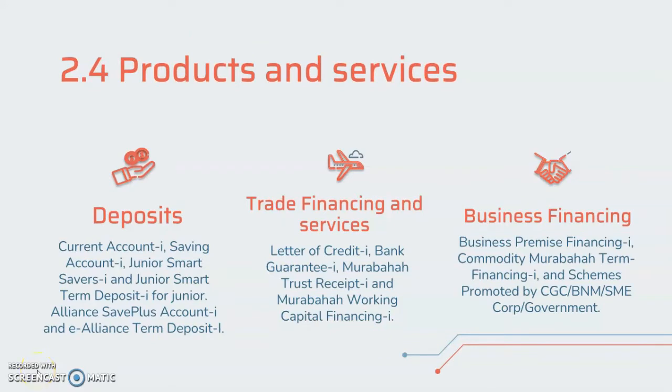Okay, next we move to the product and services. There are three main types of product and services offered by AIS. First, deposit. Deposit is the primary fund to a bank. Thus, AIS provides various types of deposit products and services such as Current Account I, Saving Account I, Junior Smart Saver I, and Junior Smart Term Deposit I for juniors. It is also available online, like Alliance Save Plus Account I and E-Alliance Term Deposit I.